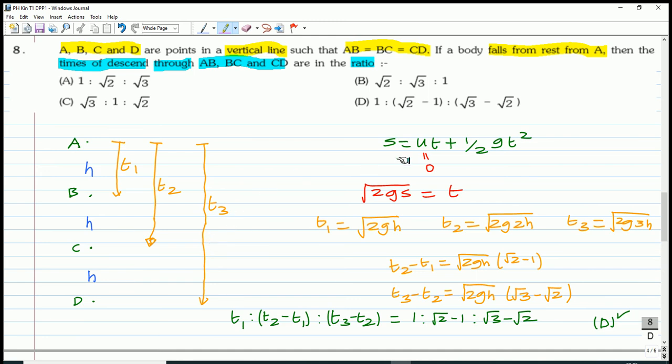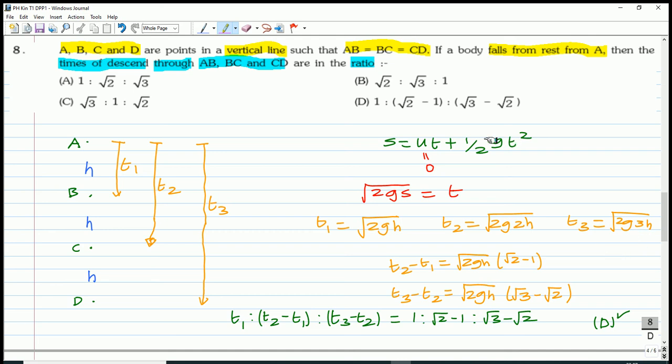So we can use the equation of motion s equal to ut plus half gt square, and the initial velocity is 0 because it's dropped from rest. From this we get the time as square root of 2s by g. To get t1 we put the displacement as h, for t2 the displacement is 2h, and for t3 the displacement is 3h.